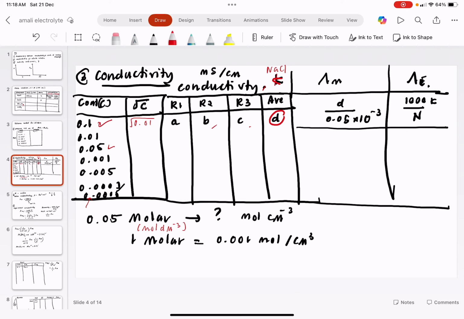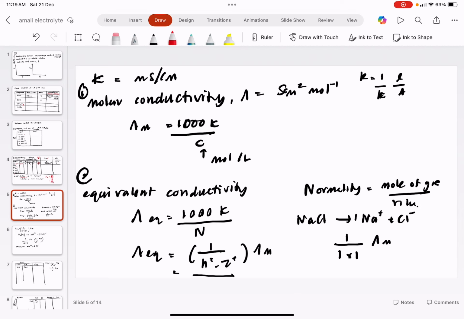Okay, so kappa. And in the next column, you need to come up with the molar conductivity. So how do you calculate the molar conductivity? You know that molar conductivity is equal to conductivity, which is kappa, divided by the concentration. So this is the average conductivity that you get here, and then you need to divide by the concentration, for example 0.01 molar. Okay, so this is the calculation.